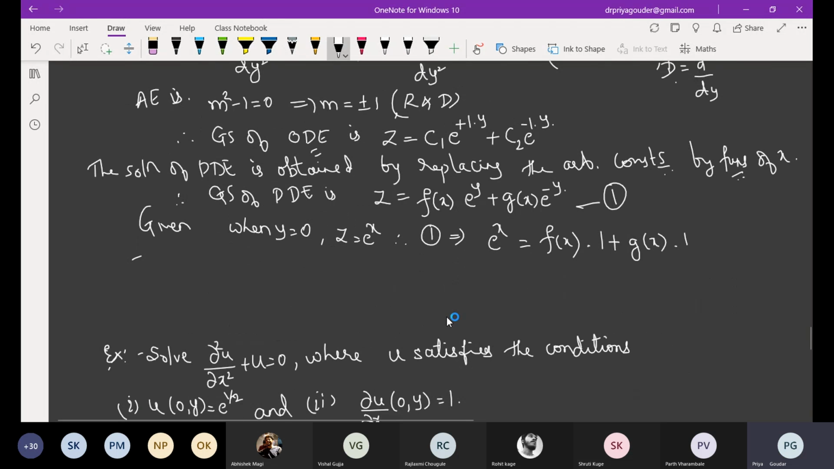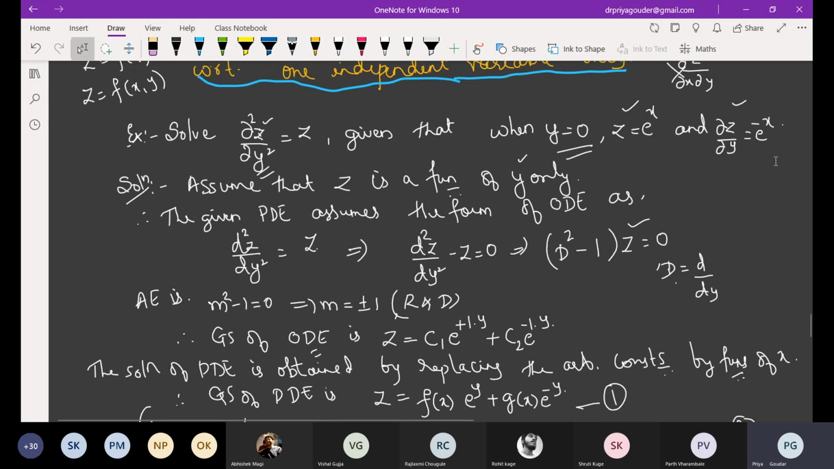Now what do you do? Take this as equation 2. Now, the second condition, just check what they have given. The second condition is dou z by dou y is e raised to minus x. Can we use this condition directly now?